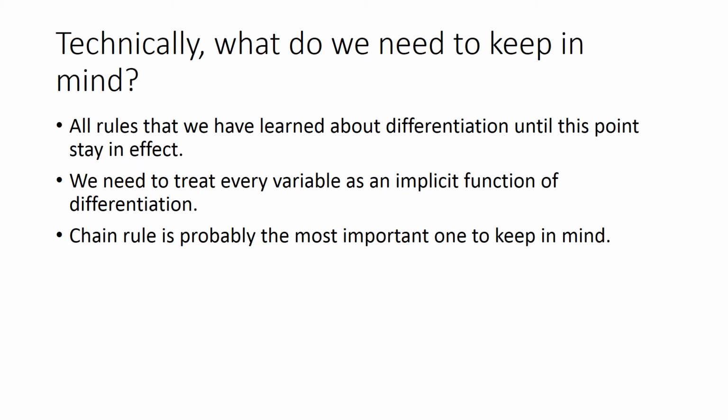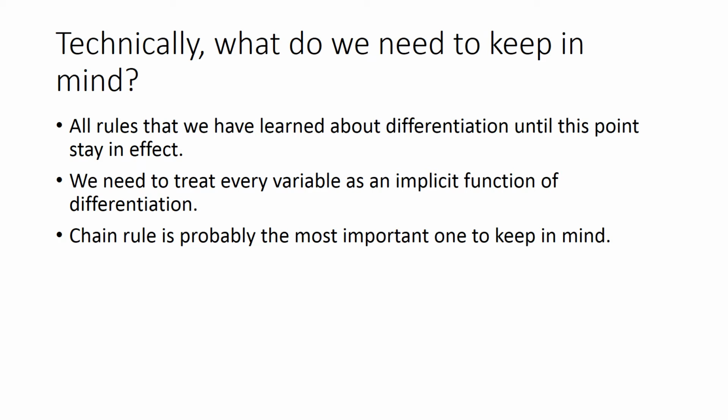So technically, what do we need to keep in mind? When we're doing this process, we have to know that all rules that we've learned about differentiation up to this point stay in effect, okay? Derivative of a constant, still 0. The derivative of a variable with respect to itself is still 1. The derivative of a product, well, we've got a product rule to handle that. Derivative of a quotient, we've got a quotient rule to handle that. We've got a chain rule. We've got a power rule. We still have to apply all those things. All of those rules are still in effect.